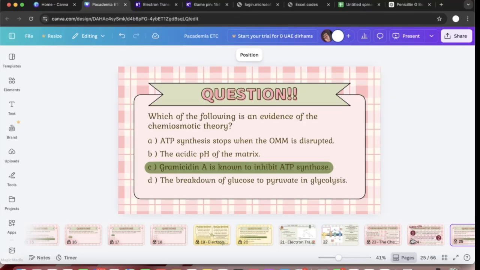Okay, so in this theory we're doing the opposite, from the IMS to the matrix. The theory talks about both directions. Basically, in the ETC, protons are pumped from the matrix into the IMS, and then for ATP synthesis to occur, the protons will go back from the IMS into the matrix. Does that make sense now? Yes.